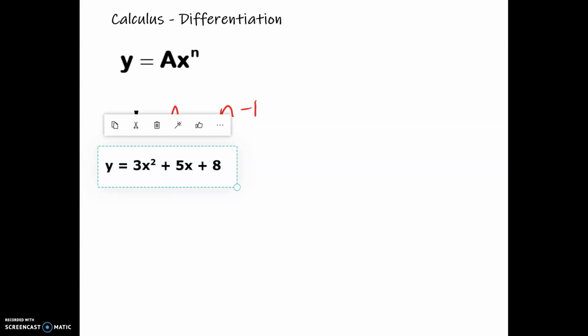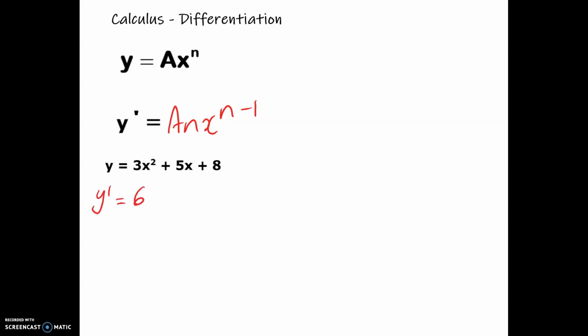So now let's apply this to our function here. We have y equals 3x squared plus 5x plus 8. So the derivative function y dash is 3 times 2 is 6, and then you take 1 away from the power, which gives you just x. And for this one, the power is 1, times the coefficient 5 gives us 5. And when you take 1 away from the power, you're left with x to the power of 0, which is equivalent to 1. So we just have 5 there.